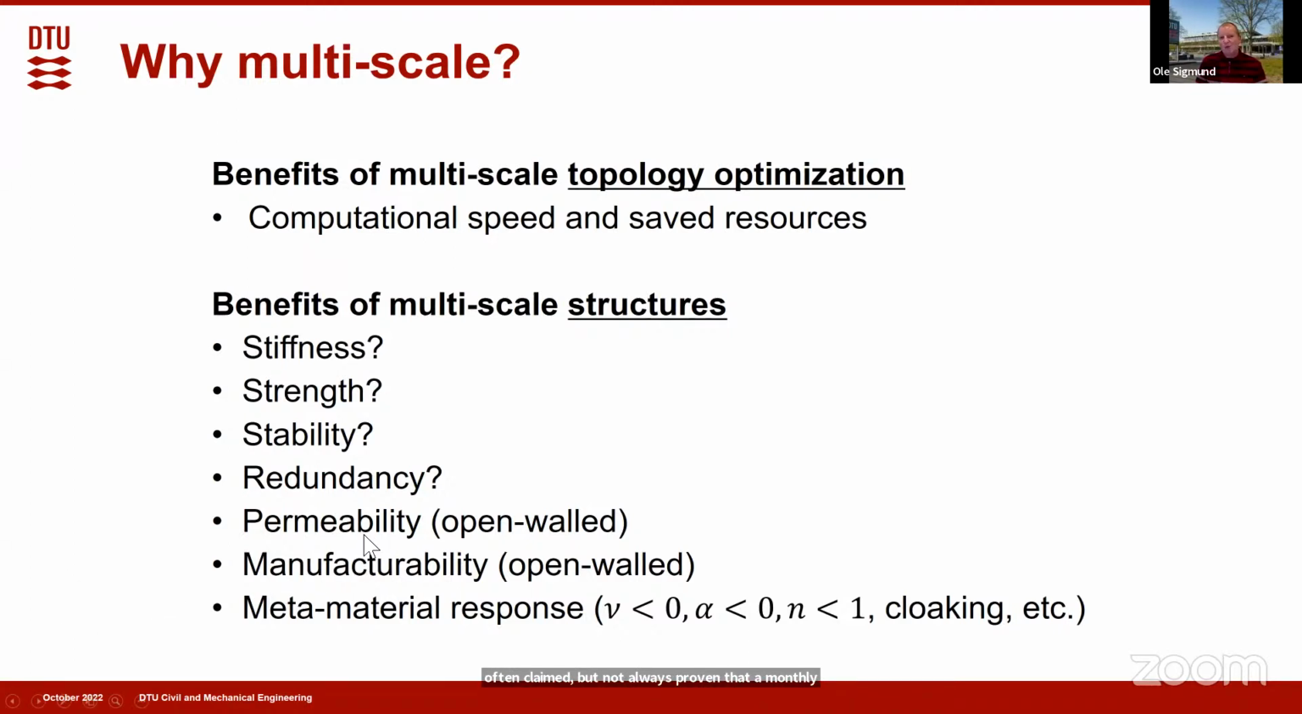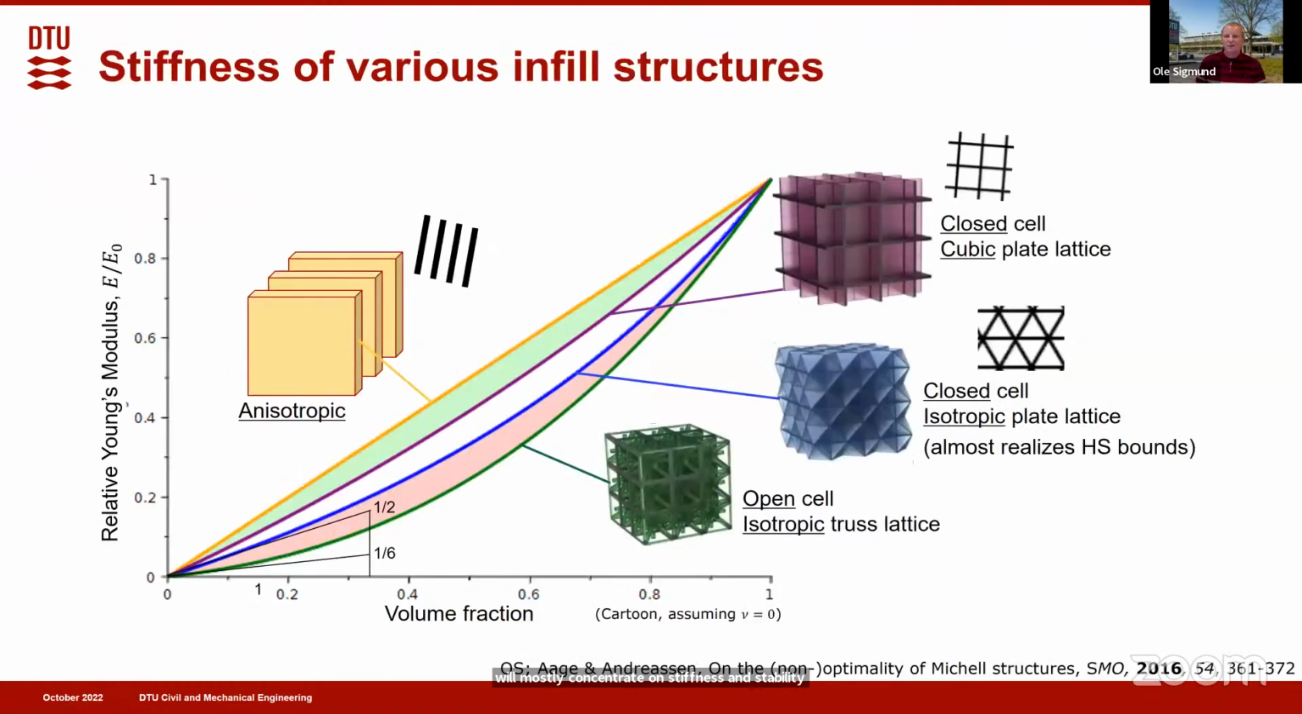But certainly, if you require permeability or manufacturability, you may ask for open wall structures and also for metamaterials. I don't have time to talk about all this today, but I will mostly concentrate on stiffness and stability aspects of multiscale structures. And regarding stiffness, I just want to emphasize, and it's something I've been speaking about before, that there have to be very special reasons to use microstructures, because often the solid structure or anisotropic structures are much better than isotropic structures.